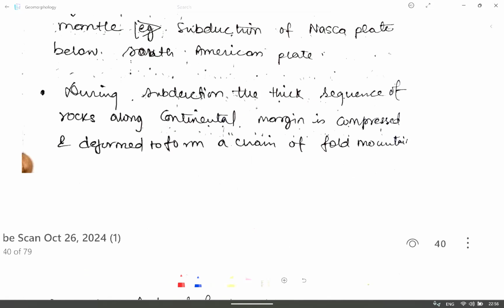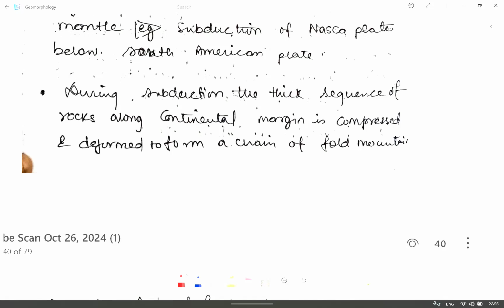Now in this subduction process, a thick sequence of rocks along the continental margin is compressed and deformed to form the fold mountains.